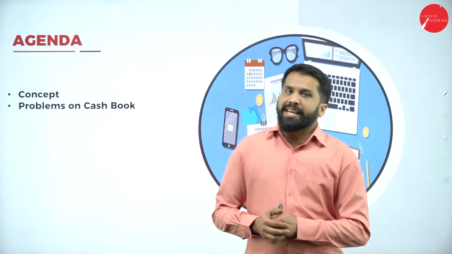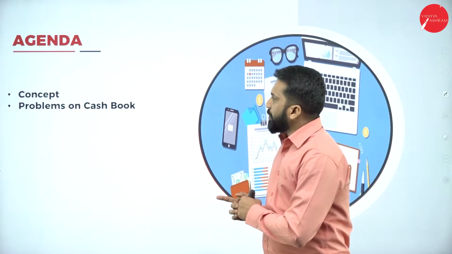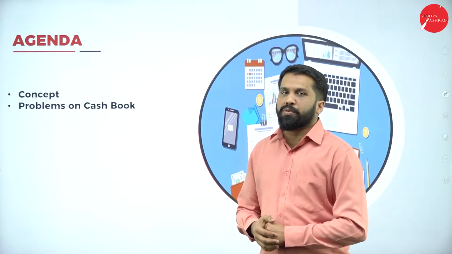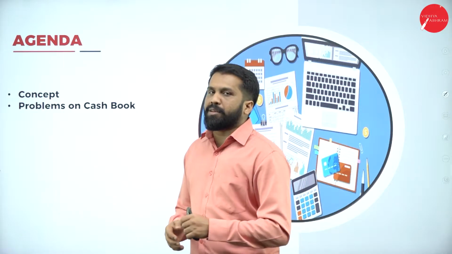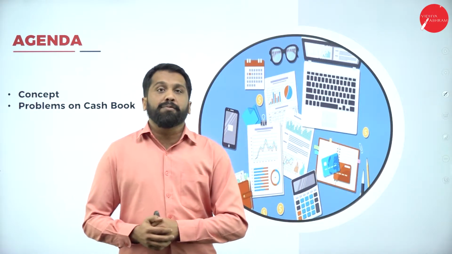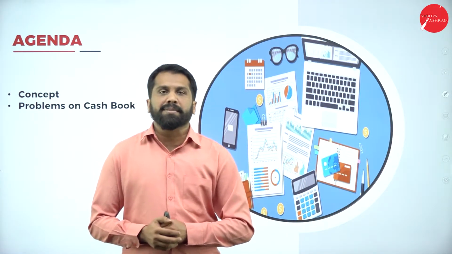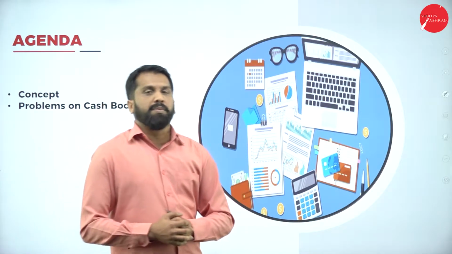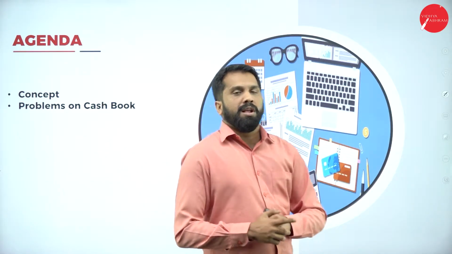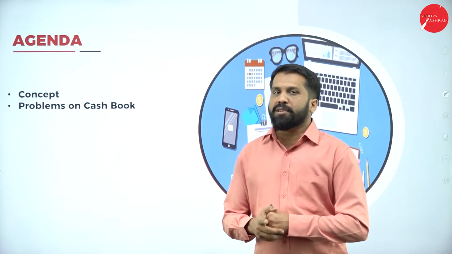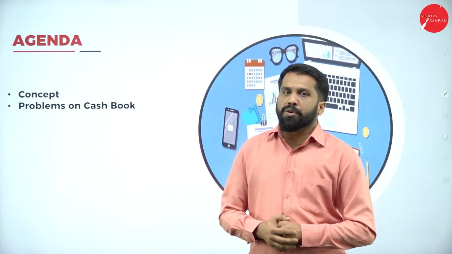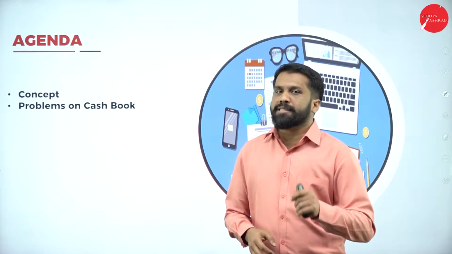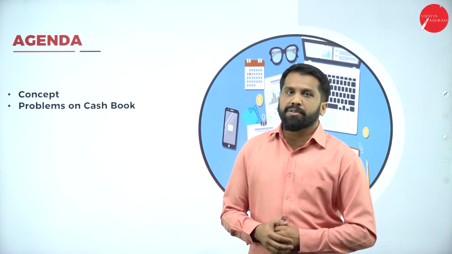We're done with everything, but we have not completed the 3-column cash book. Single column and double column we have completed, but not the 3-column cash book. I don't do many problems on the 3-column cash book. We'll do only one problem, because whatever you have done in the 2-column cash book is 100% the same in the 3-column cash book also.